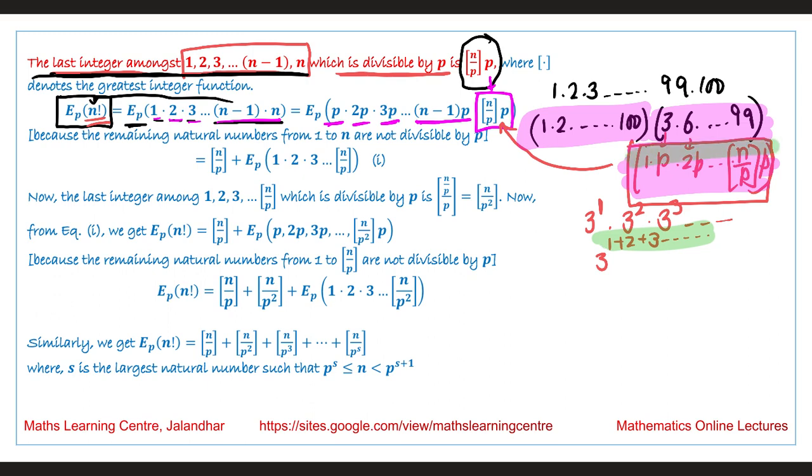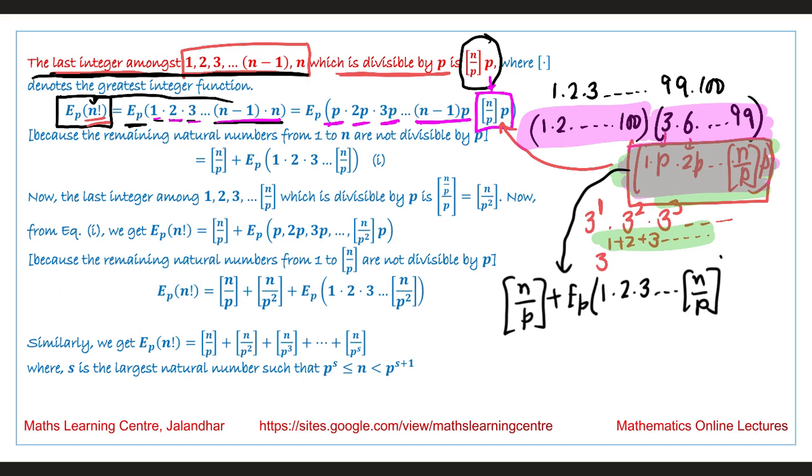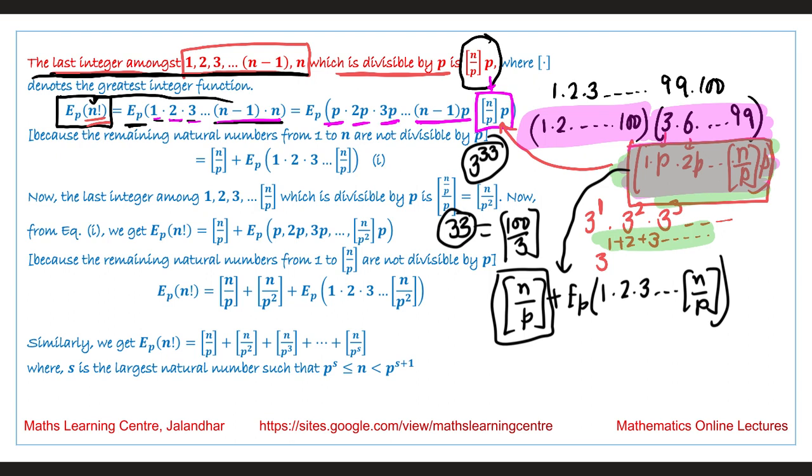So when we look at this value, the answer we get is equal to the greatest integer of n by p, plus the exponent in the term 1 into 2 into 3 so on up to the greatest integer of n by p. This is the same as in our previous example, where we obtained the greatest integer of 100 by 3, which is 33. Over there we wrote 3 raised to the power 33; 33 we have taken common, and we are left with this term.